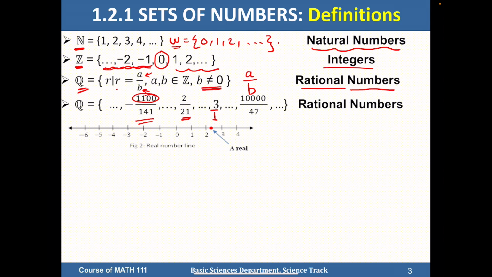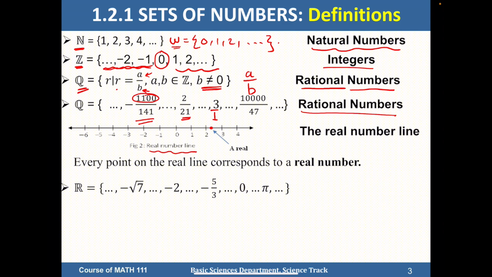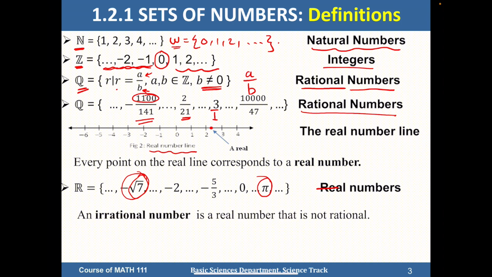Okay, so on the number line we have the real numbers. We have some numbers that are not included in the rational numbers. Those numbers are the irrational numbers. For example, we have pi, we have root of 7 or negative root of 7. We can't express those numbers in the form of a fraction or a ratio. So those numbers are not rational numbers. We call those kinds of numbers the irrational numbers. So the irrational numbers are real numbers but not rational.